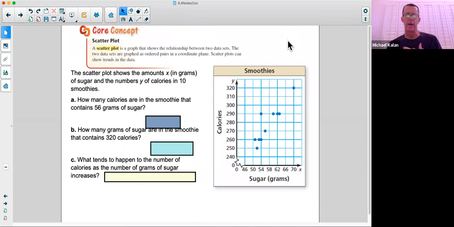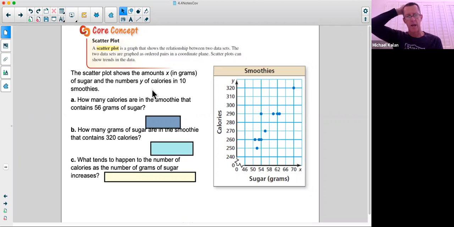All right, so what is a scatter plot? Well, the core concept here is a scatter plot is a graph that shows the relationship between two data sets, right? We saw that between the ages of two people getting married, right? We saw two data sets, the year, and how old a woman was when she first got married. The two data sets are graphed as ordered pairs in a coordinate plane. We saw that. Scatter plots can show trends in the data. Sometimes, not always, and we'll see that.